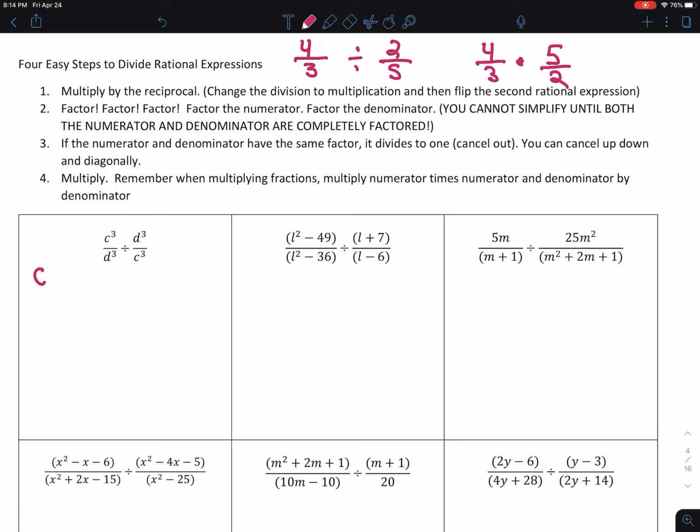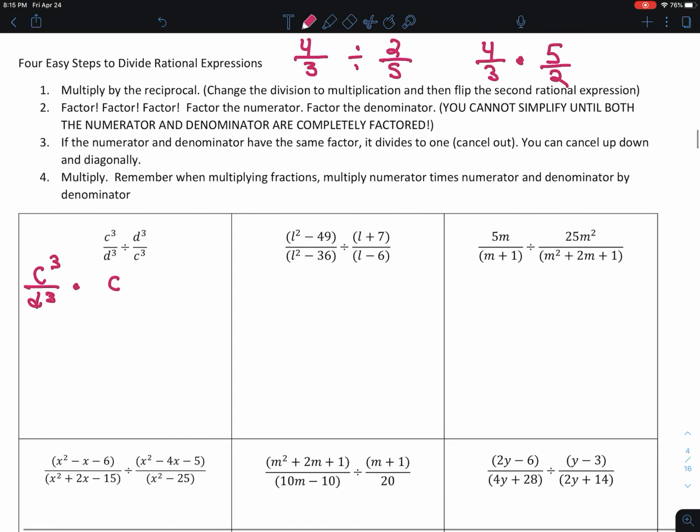So we're going to keep the first one the same, and then we change the division to multiplication, and we flip that fraction. So when we do that, there's nothing that simplifies. That ends up being c to the 6, d to the 6, because we add exponents here.